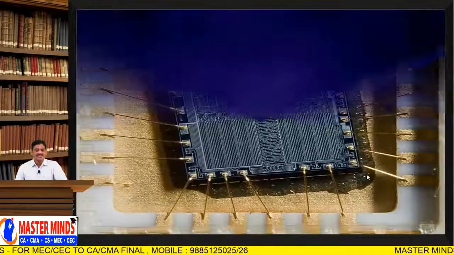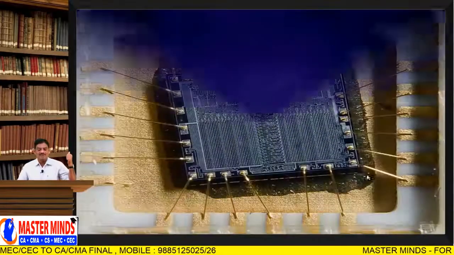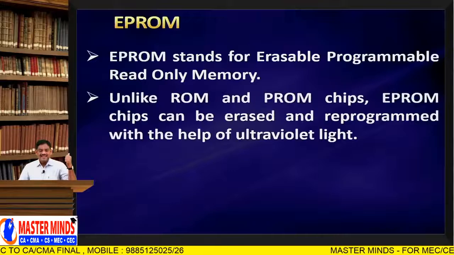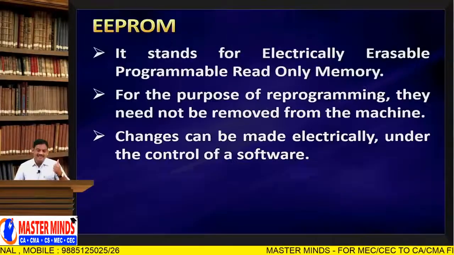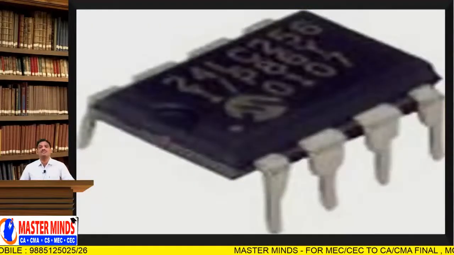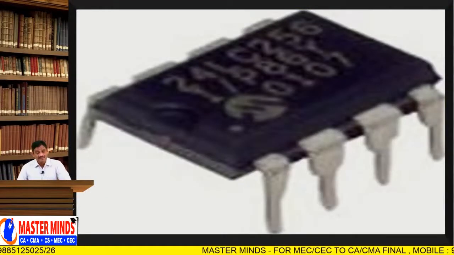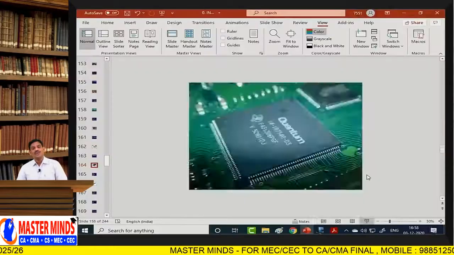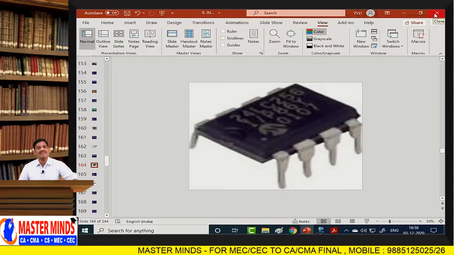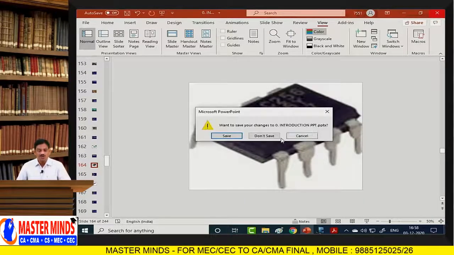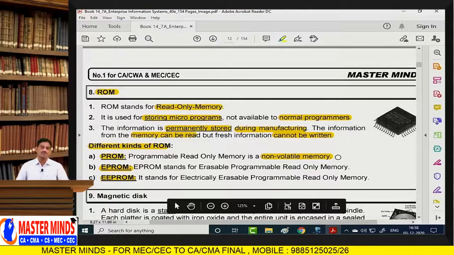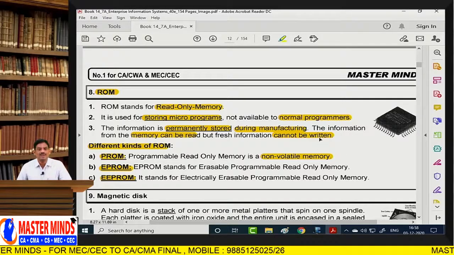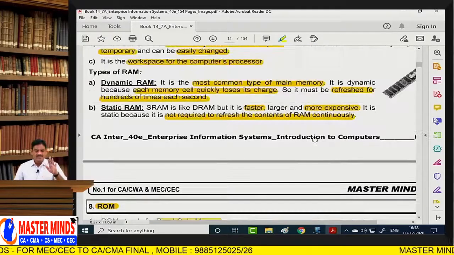And then we have programmable read-only memory, erasable programmable read-only memory, electrically erasable programmable read-only memory. We have different types of read-only memories. By using electricity, you can erase the contents of the read-only memory, called electrically erasable programmable read-only memory. By passing ultraviolet, you have erasable programmable read-only memory, and the normal one. So we see this.